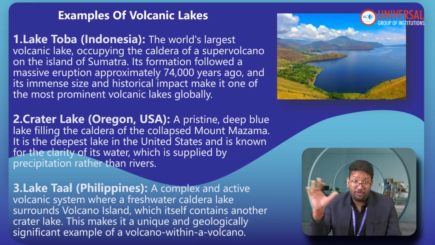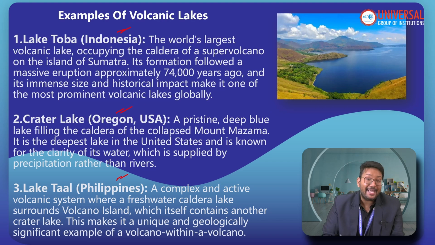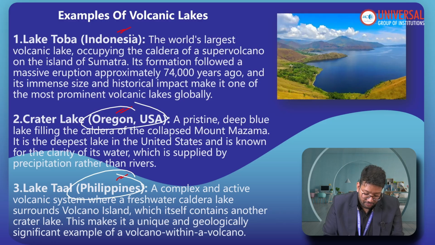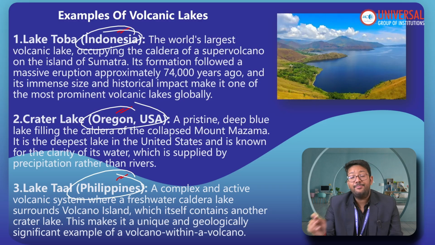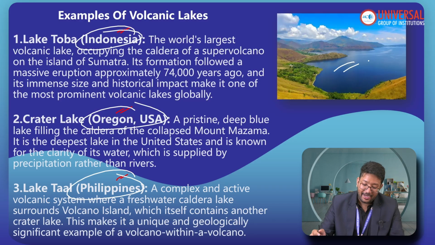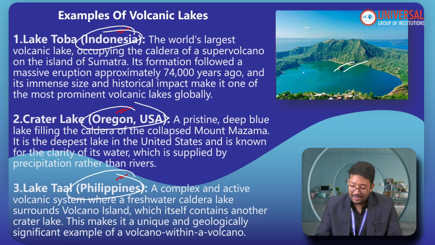Examples of volcanic lakes are Lake Toba, Crater Lake in Oregon, USA, and then Lake Taal. It is in the Philippines. When we are talking about worldly lakes, we have to remember the country names also. Recently in UPSC, the question was which of the following lakes the Tropic or Equator passes through. So we have to know exactly the important lakes and where their latitudes are. Lake Toba is the world's largest volcanic lake, you have to remember. This is how it looks. This is Crater Lake, and Lake Taal is in the Philippines.